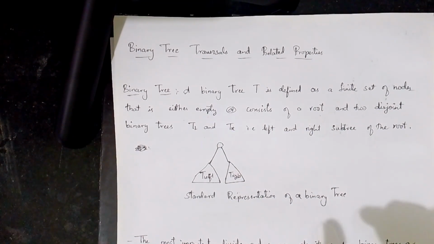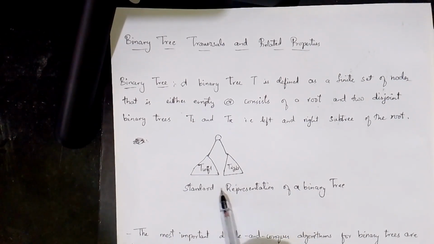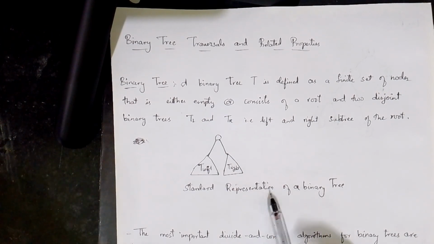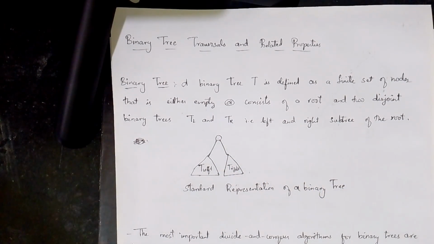A binary tree is defined as a set of nodes. The set of nodes may be empty or else it consists of a root and its two disjoint subtrees, that is, left and right subtrees. This is the standard representation of a binary tree. This is the root, this is the left subtree, and this is the right subtree.